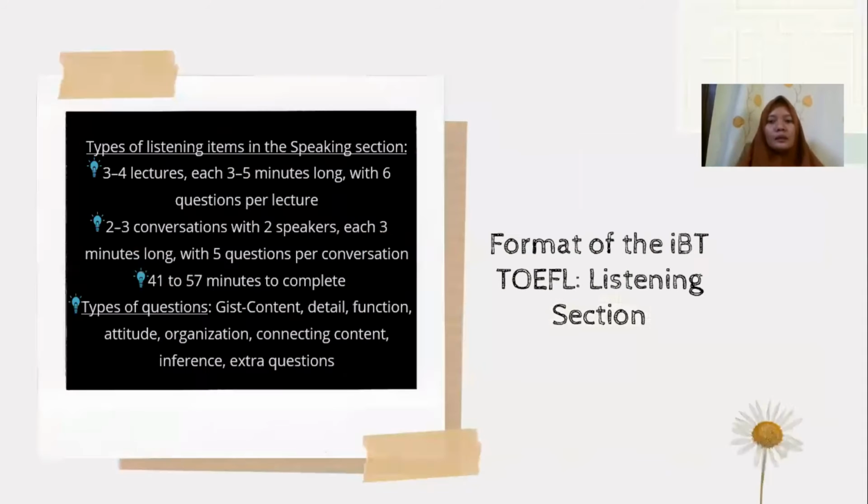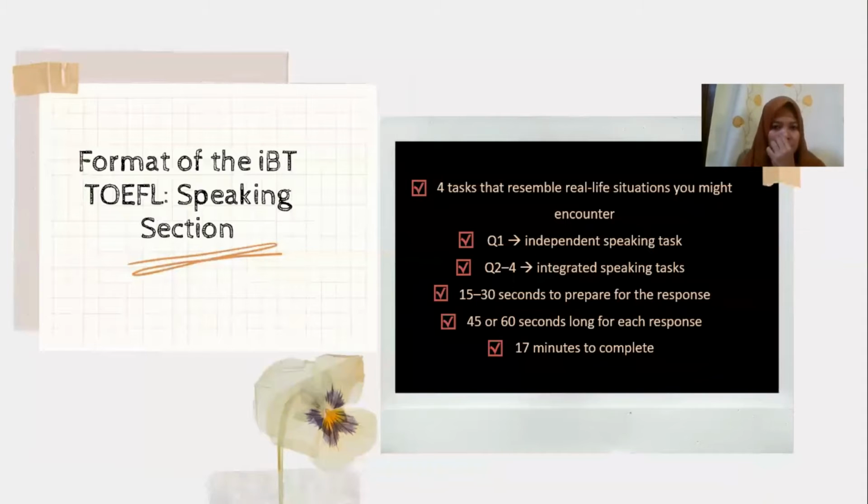The next one is the listening section. The listening section is designed to measure your ability to understand conversations and lectures in English. The types of questions are gist content, detail, function, attitude, organization, connecting content, inference, and also extra questions. The next one is the speaking section. The speaking section is designed to measure your ability to speak English effectively in an academic setting. It is composed of 4 tasks that resemble real-life situations you might encounter both in and outside the classroom.